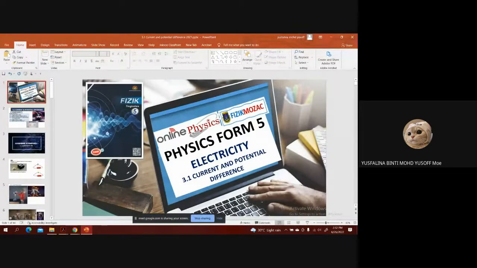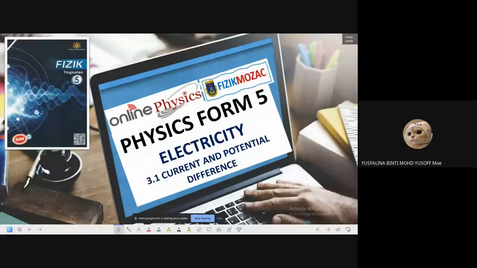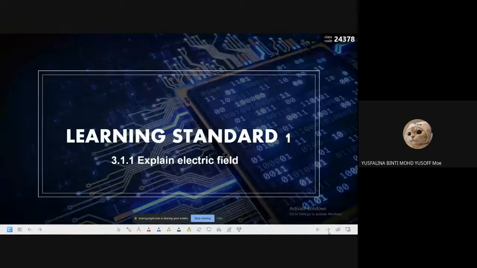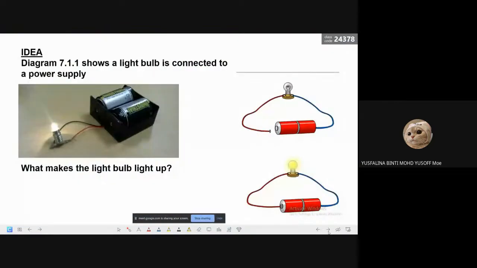Okay, so for 3.1, we go for current and potential difference. This chapter is actually about electricity. In this topic, we will learn about what an electric field is, how to define the strength of an electric field, and also the behavior of a charged particle in the electric field. We also have to define the current and the potential difference. So the first one is to explain the electric field.